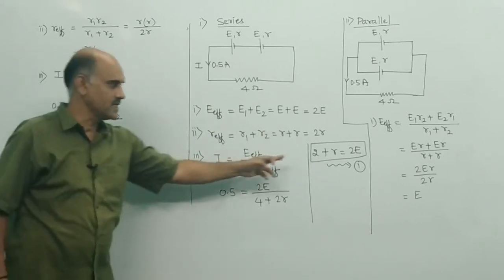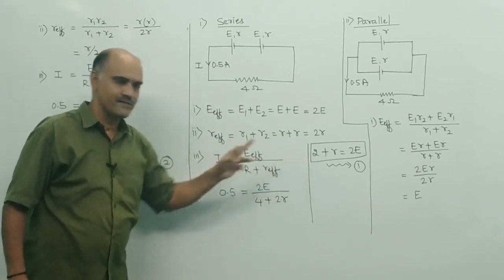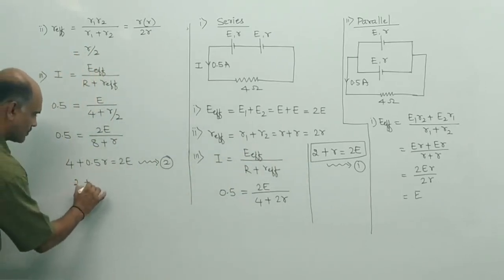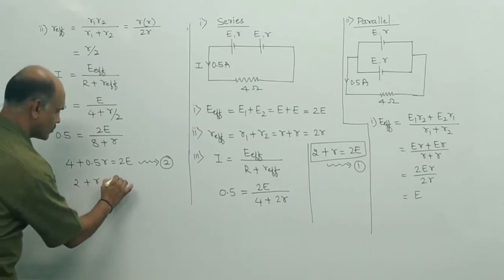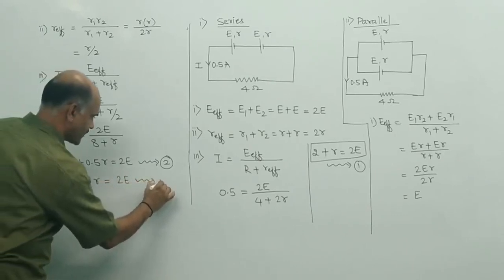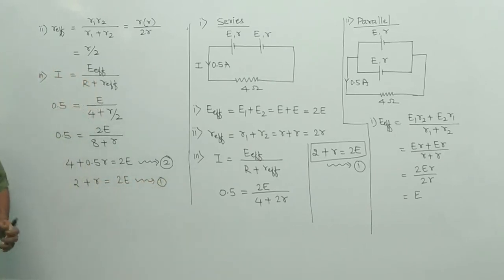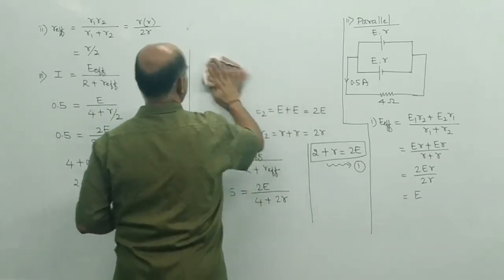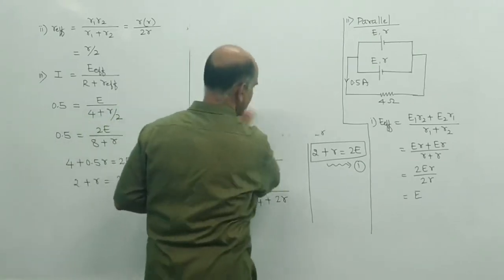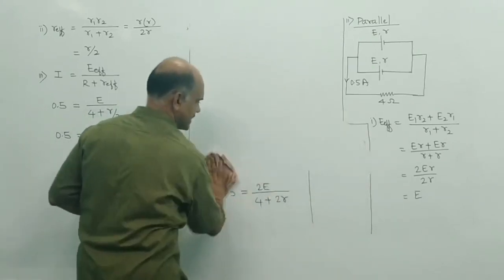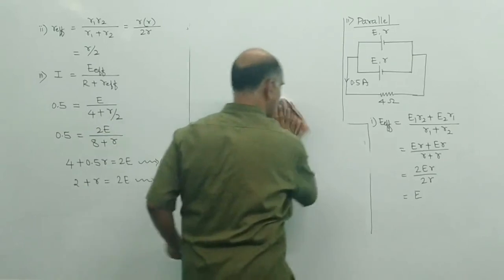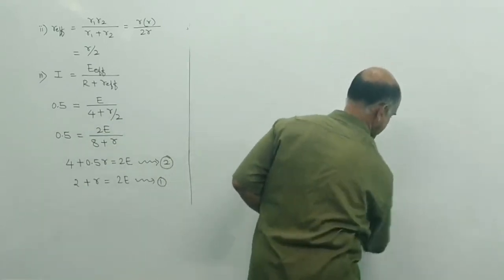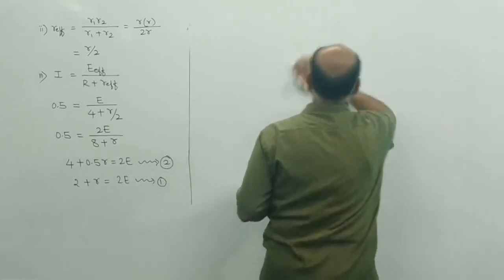Now you simplify these two. So this equation also I will write over here, then I will simplify. So 2 plus R is equal to 2E. This is equation 1. So from 1 and 2 I will take now. If I simplify, I will get small r and capital E. So you can try till then I clean the board. Solve those equations, find R and E.